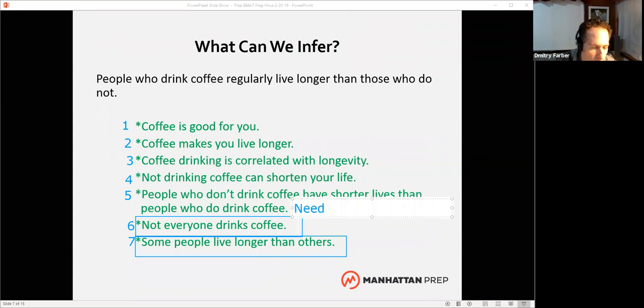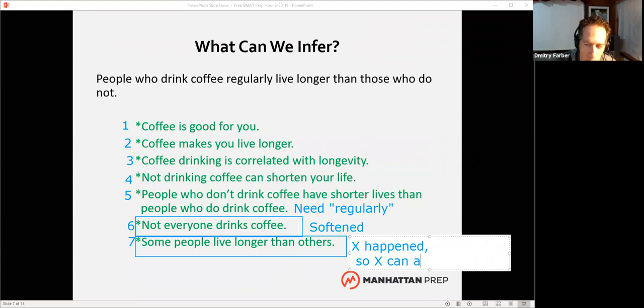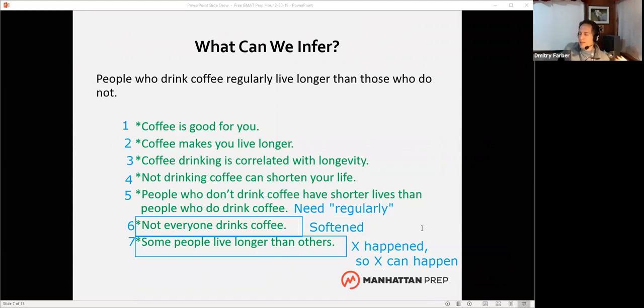then this would be good. But without regularly, it is not, right? Regularly, right? We need that. So this is again a softened version, or weakened version, you might say. We have to be careful about generalizations that try to go too far. But if we just say if X happened, so X can happen, right? Is basically what we're saying. Then sure, right? If I say some people like comic books because Kim likes comic books, that's true, right?